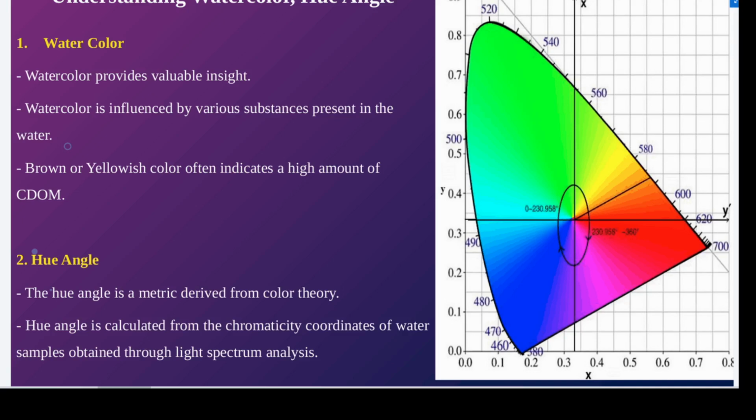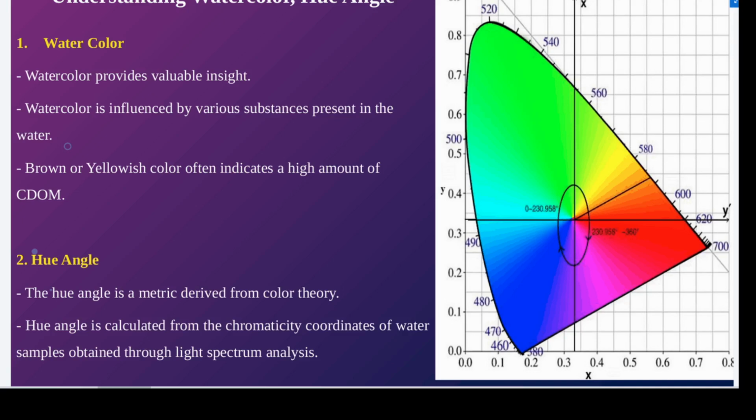And I also want to introduce Hue Angle, which is a metric that is derived from color theory and represents the dominant wavelength in color in a circular format. The Hue Angle is calculated from chromaticity coordinates of water samples obtained through spectrum analysis. By analyzing Hue Angle, the concentration of these substances is measured from the color characteristics. On the right side of the image, you can see a color space where you can see how the Hue Angle is measured.